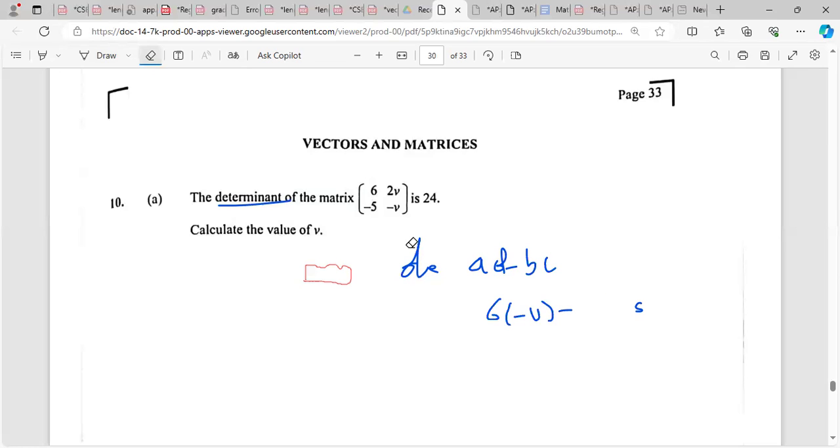So it's AD minus BC, which is 2v. Never forget the v. So it's 2v times negative 5. Yes, that is it. Alright, so we have 6 times that, that's minus 6v. Then minus 2 times 2v times negative 5, that's negative 10v. Remember, this must equal 24, right? Because they told us that.